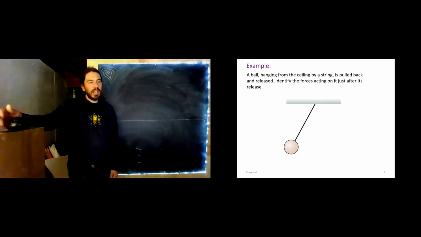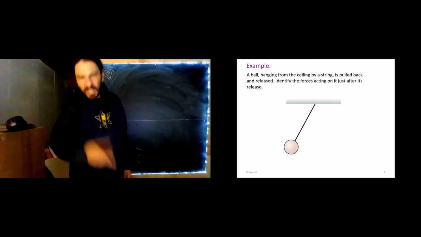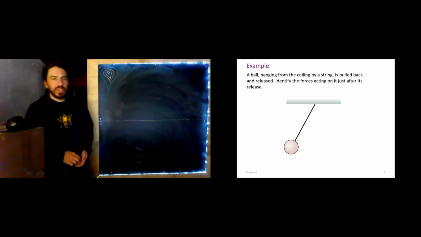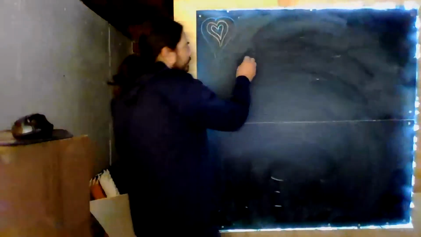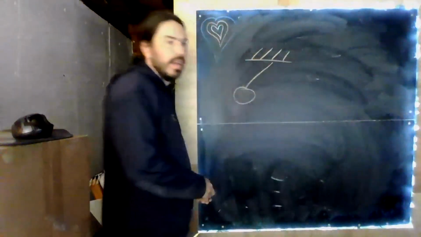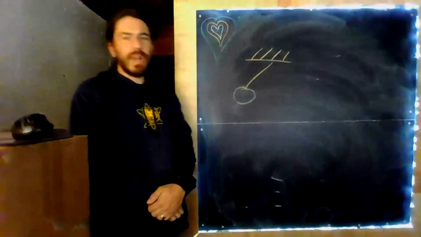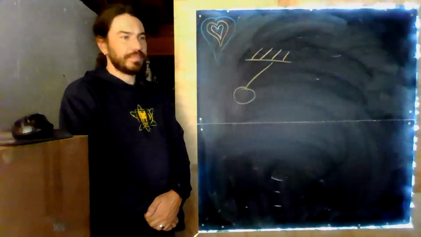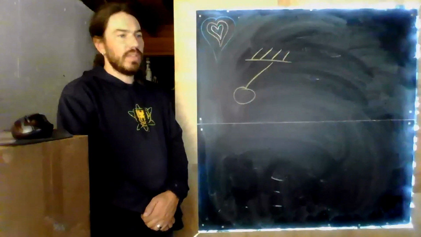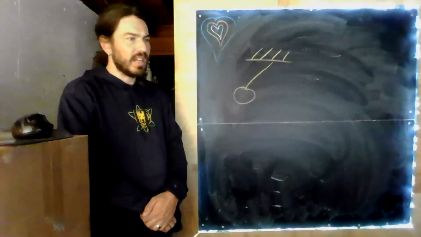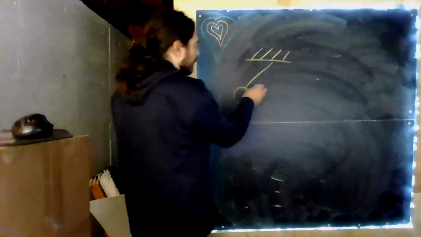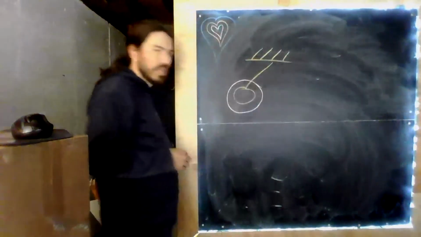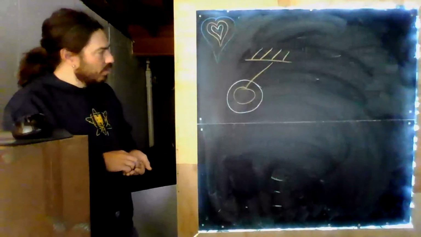Identify the forces acting on it just after its release. Again, why don't you try this one on your own and then catch up with me. First, I'm going to draw a picture. There we go. There's my ball. What's my object of interest? Identify the forces acting on it. What's it? A ball. That's the ball. So the ball is our object of interest. There's my closed curve.